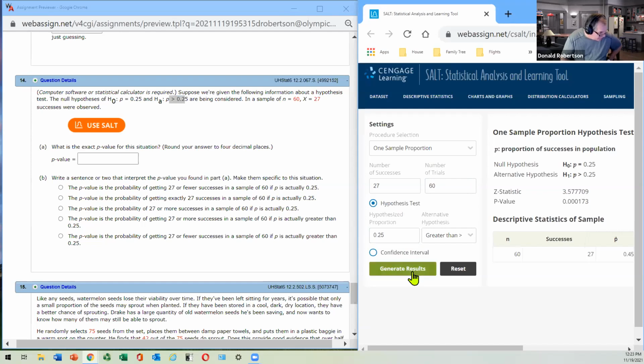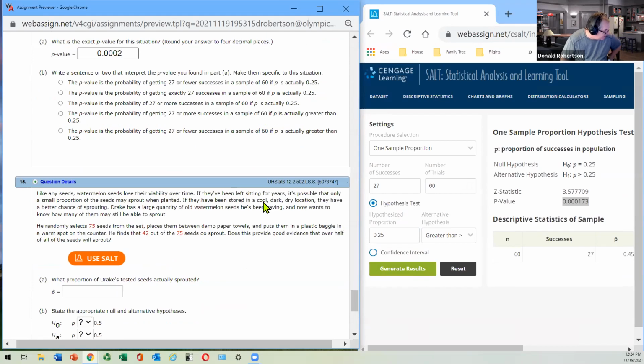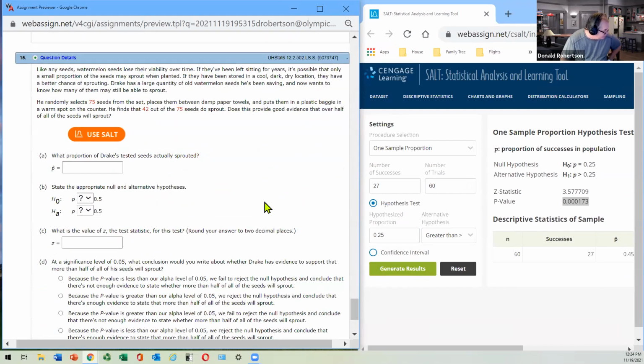And now I generate results. And the p-value is this guy here. And to 4 decimal places, that guy, I believe, ends up being a 2. And then you can choose one of those sentences. And that is that one done.